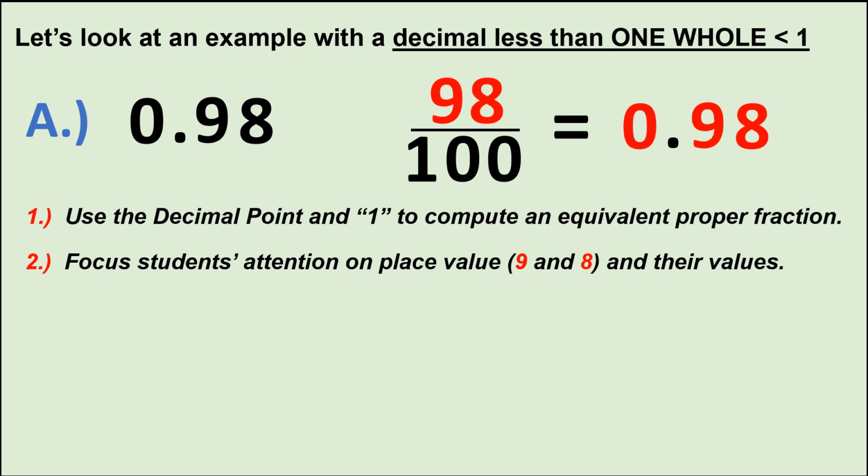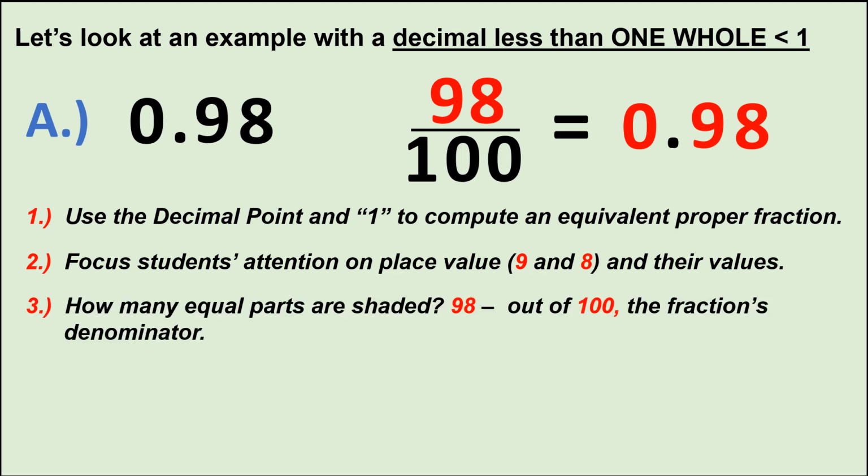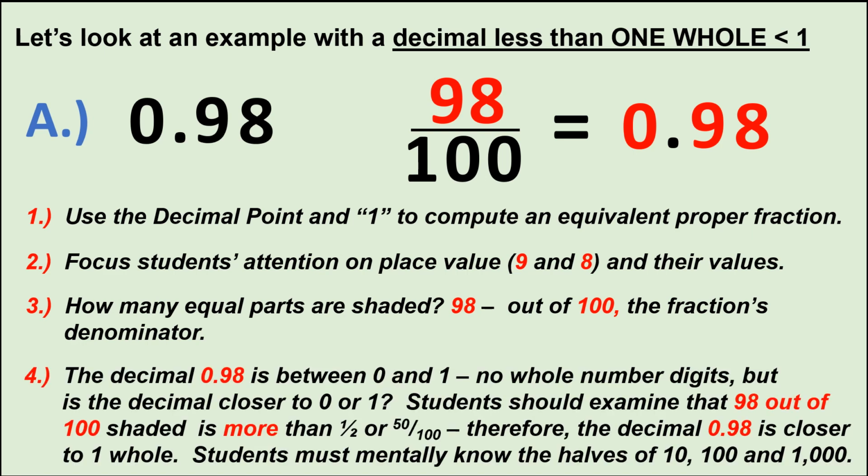Focus your students' attention on the 9 and the 8. The place value of the 9 is in the tenths place, and the place value of the 8 is in the hundredths place. Stress to your students that the values of the 9 and the 8 are as follows: 9 tenths and 8 hundredths. Press students on the overall decimal value, in this case 98 hundredths. I would make sure that the students know that the numerator is 98 items shaded and the denominator is a total of 100 equal size squares.